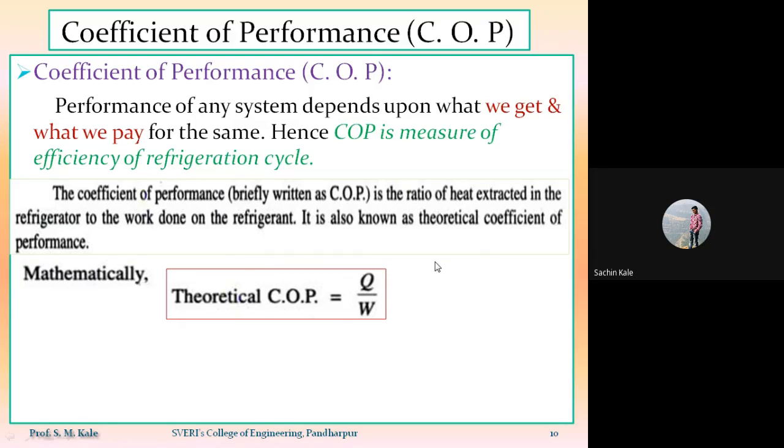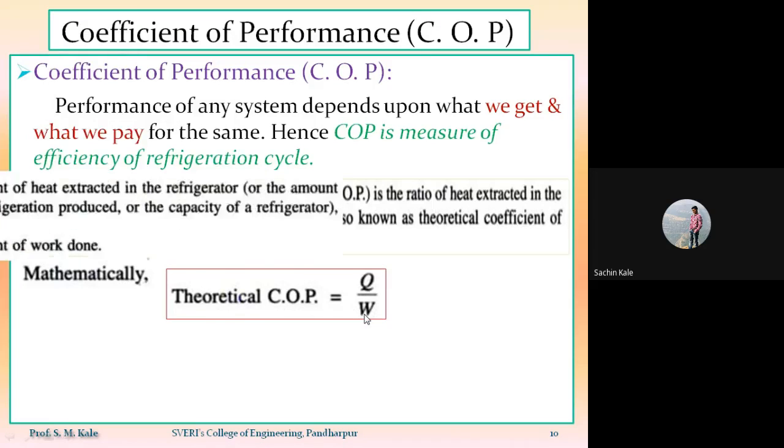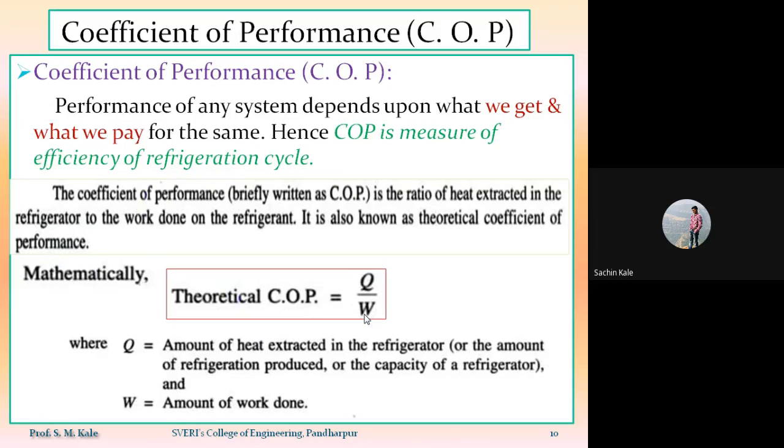Are you getting? So here Q is nothing but the amount of heat extracted, that is also called the refrigerating effect, and W is called the work done on the system. So COP is nothing but Q upon W. So everyone, you have to write down the definition of COP. All of you please write down the definition of COP.